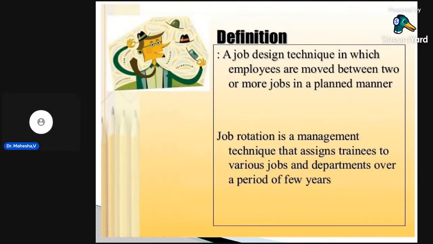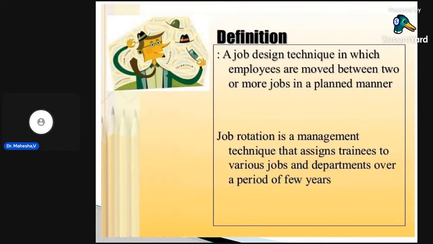Next one is job rotation. Job rotation is a job design technique in which employees are moved between two or more jobs in a planned manner. A job has to be designed in such a manner that a single employee can be moved between two or more jobs. Job rotation is a management technique that assigns trainees to various jobs and departments for a period of a few years.